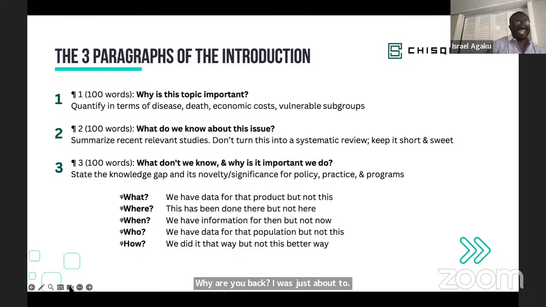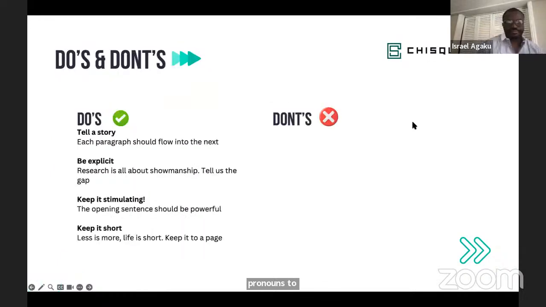Okay. All right. So that's how we can use the interrogative pronouns to address those issues. All right. Let's look at some do's and don'ts.